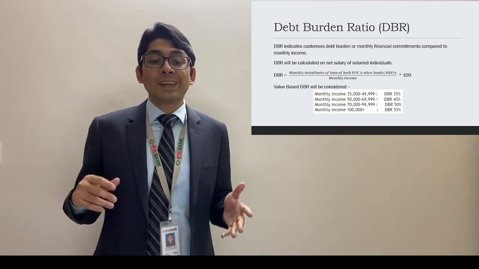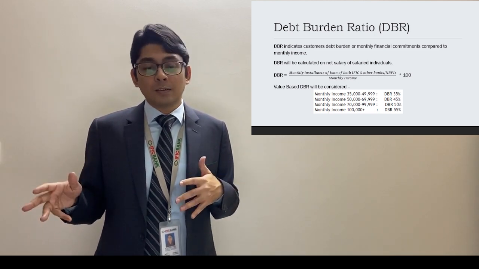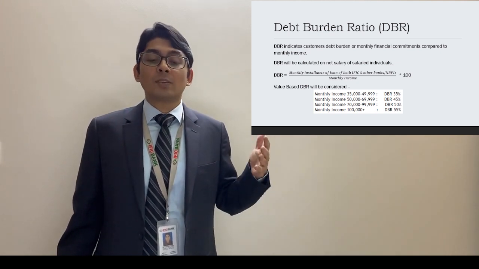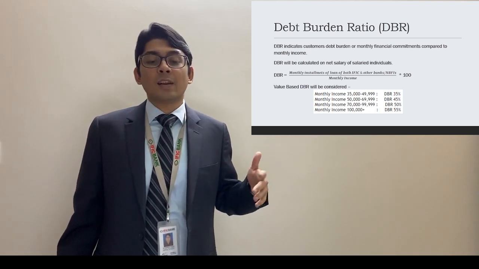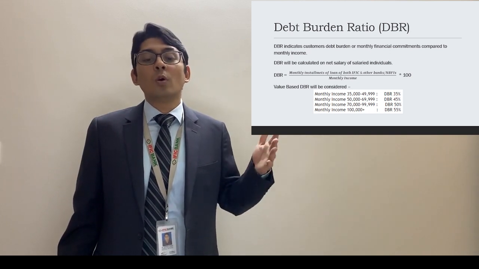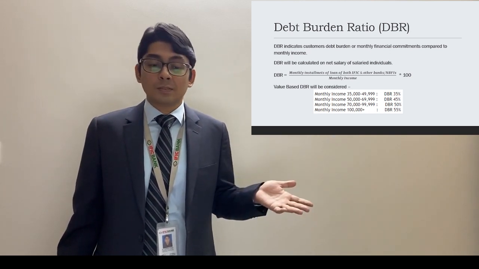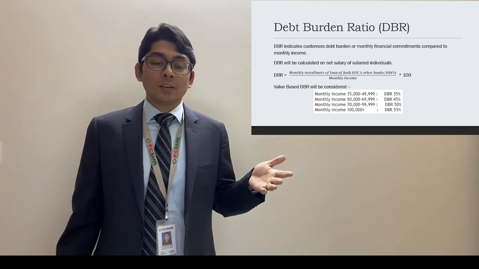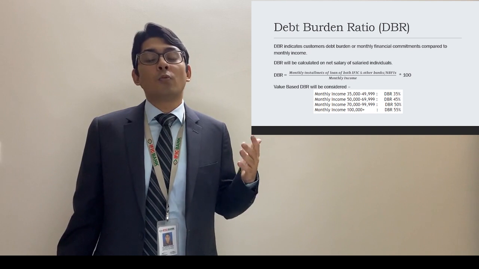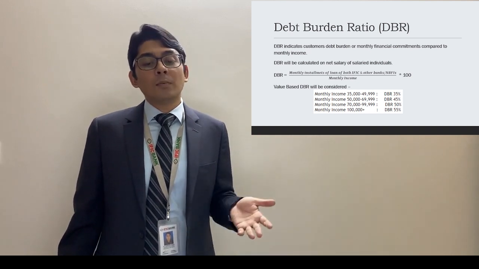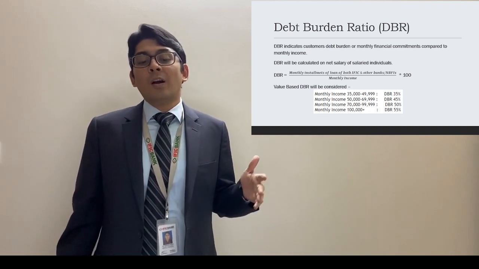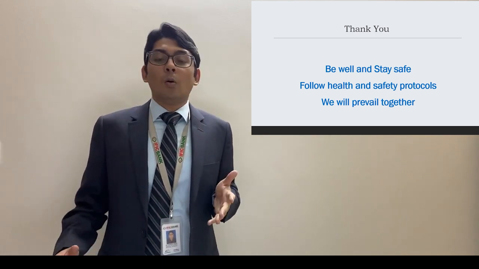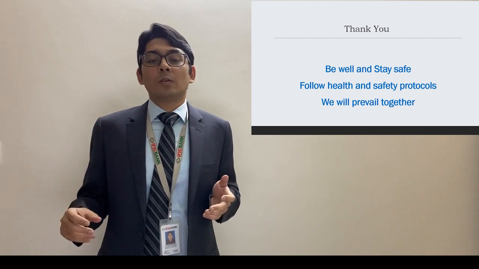Income-based DBR will be calculated or considered as follows: monthly income from 35,000 taka to 49,999 is equal to DBR 35%. Monthly income 50,000 to 69,999, DBR 45%. Monthly income 70,000 to 99,999, DBR 50%.